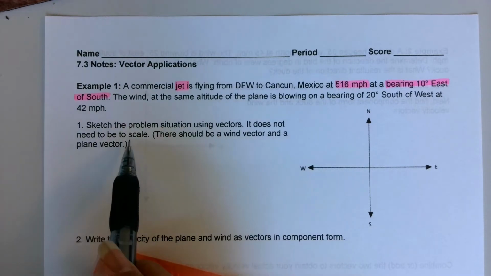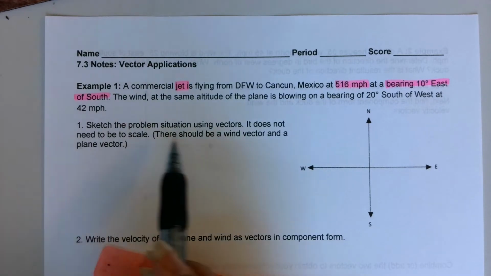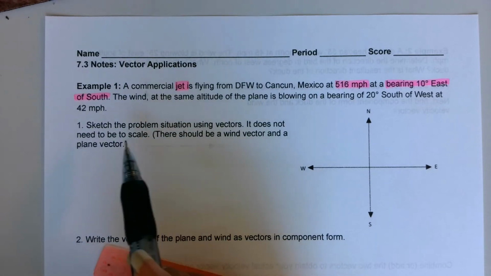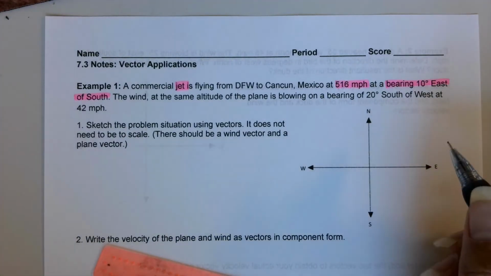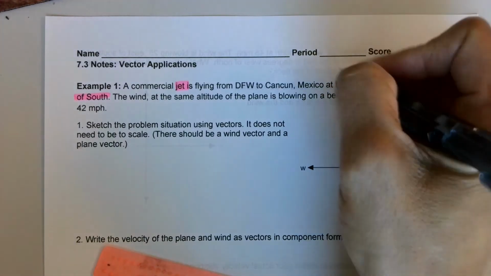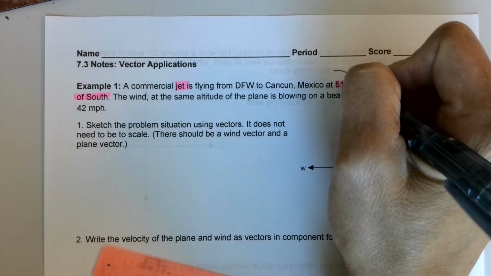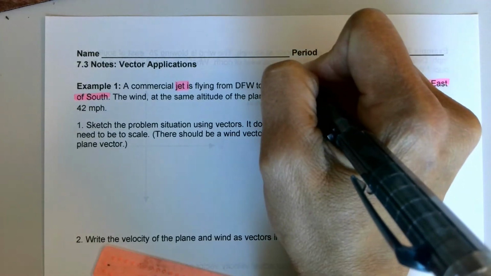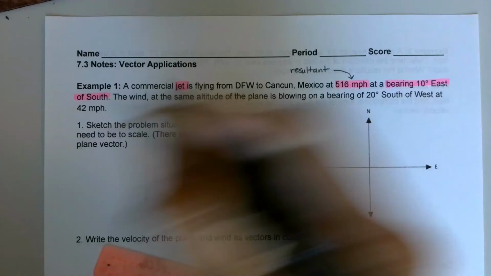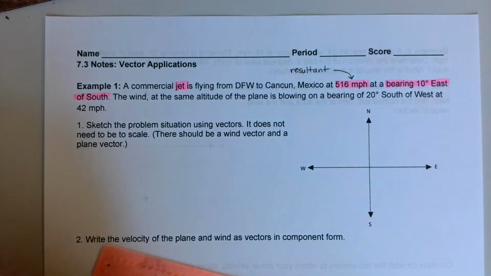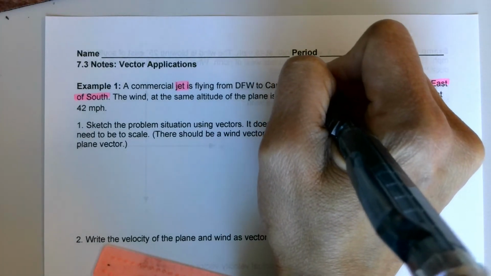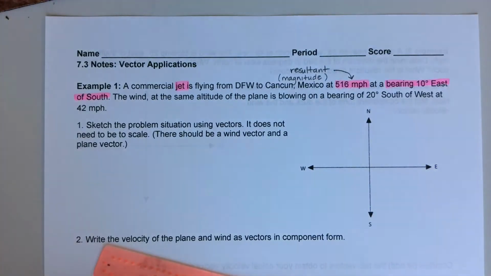Notice that it does not need to be to scale. We're going to make one a wind vector and the other one a plane or jet vector, however you want to call it. The jet vector says that it's traveling at 516 miles per hour. I want you to make a note that this actually is what our resultant is. That's the resultant, which is basically our magnitude. The length of the resultant is called the magnitude.